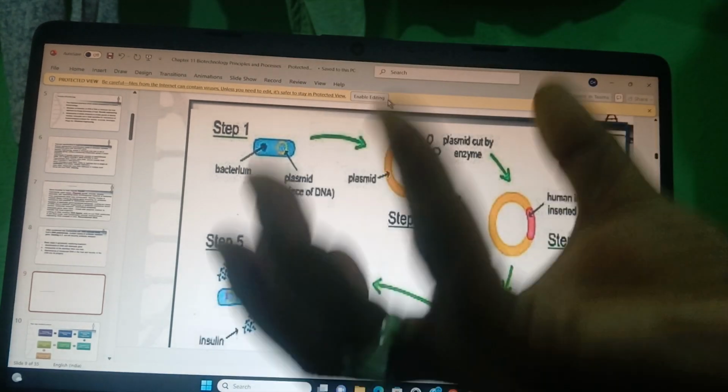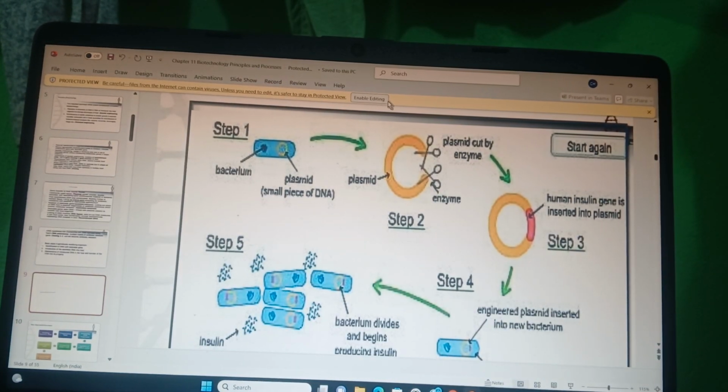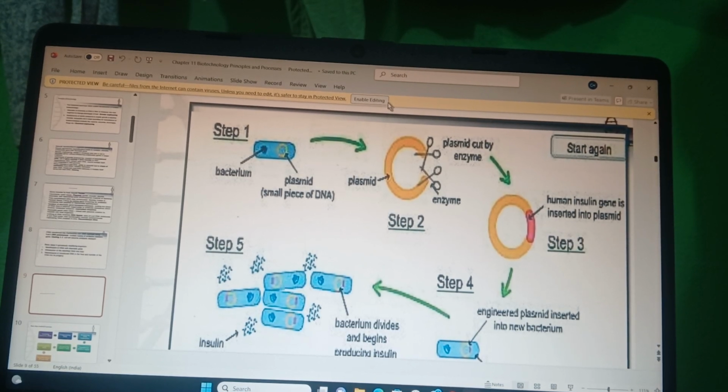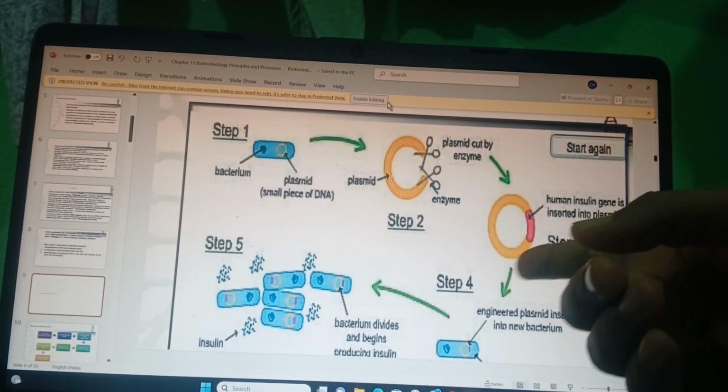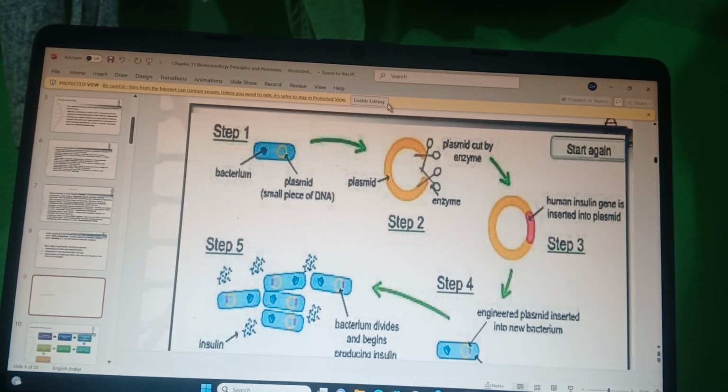Cloning means formation of multiple copies. Gene cloning. Clone, C-L-O-N-E. Clones, cloning. We produce multiple copies of our target gene inside the host cell. Okay, that is the first target.